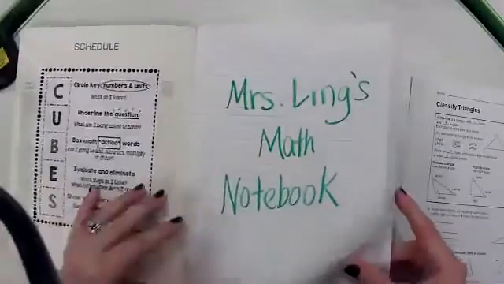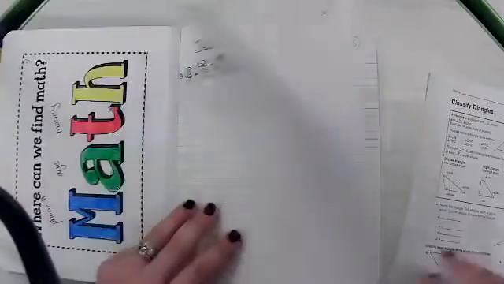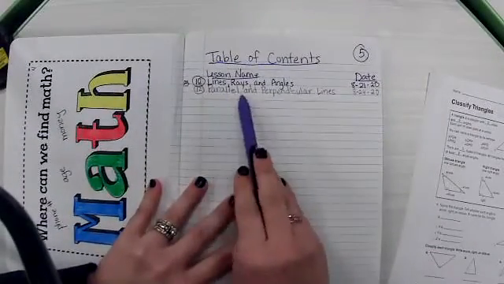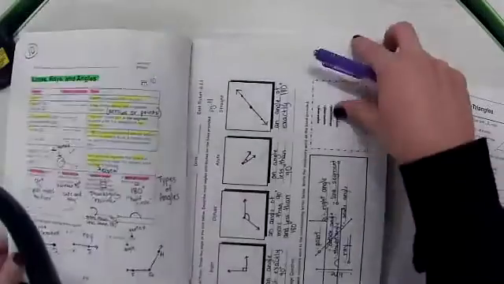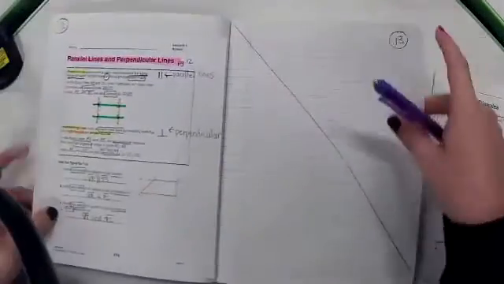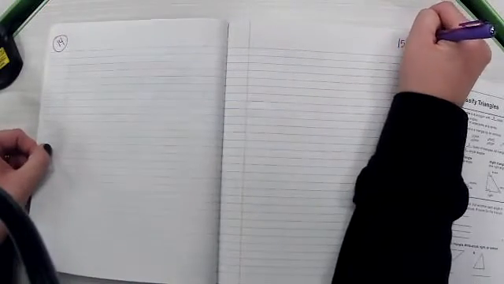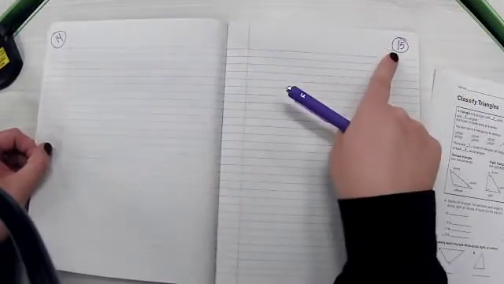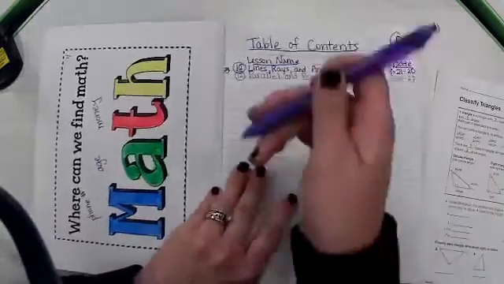So let's go ahead and open up to our table of contents. We are going to record inside of our notebook. So yesterday we did a lesson on parallel and perpendicular lines. Today we're going to be moving on to the next page. So let's double check what page we're going to start on. So yesterday was page 12 and 13. Today is going to be pages 14 and 15. So I'm just recording those pages on the top left and then the top right. And then I'm going back to our page.